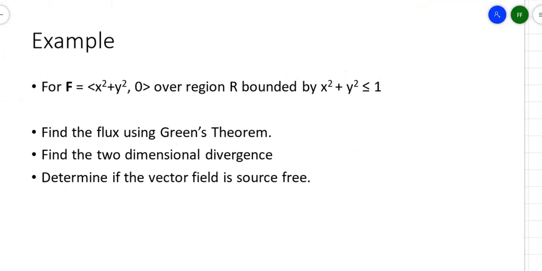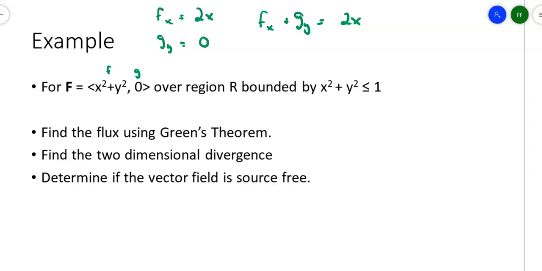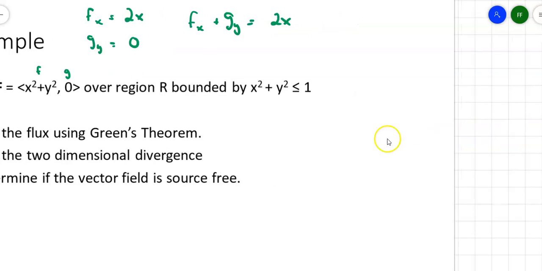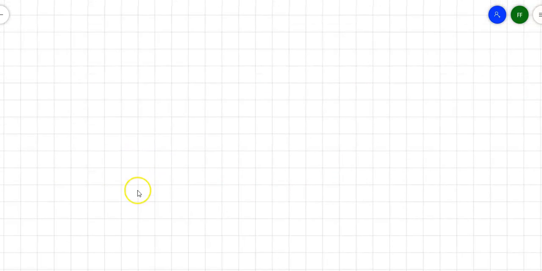All right, so here's this vector field, x squared plus y squared comma 0, over the region bounded by the interior of the unit circle. So if I go to find my partials, the partial f with respect to x is going to give me 2x, right? That's this first piece here, f. That second piece is g, so the partial g with respect to y is 0. So if I add them together, that gives me 2x plus 0, which is 2x, so it's not source-free. If I want to find the flux, though, is it possible that the outward flux is 0?